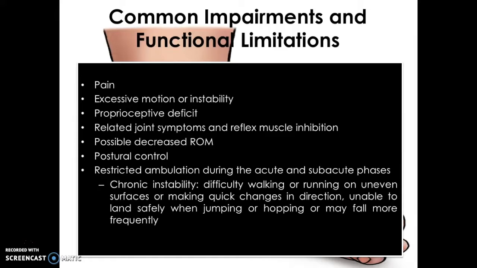Restricted ambulation may occur, wherein there may be a requirement of an assistive device during the acute and subacute phases. If with chronic instability, the individual may have difficulty walking or running on uneven surfaces or making quick changes in direction. He or she may also be unable to land safely when jumping or hopping, and there may be possible frequency of falls.